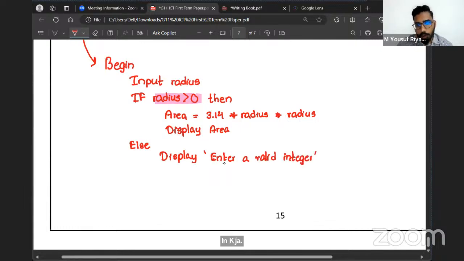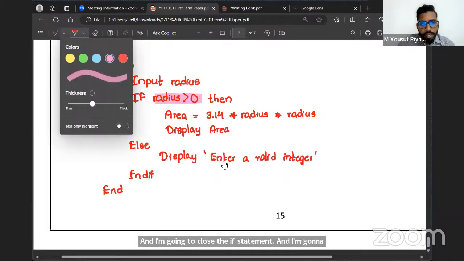Okay, so if a user does not enter a proper number, or let's say a letter, or another character, this condition is going to give you false. In that case, if it gives me false, I'm going to display an error message saying to enter a valid integer, and I'm going to close the if statement and end the program.